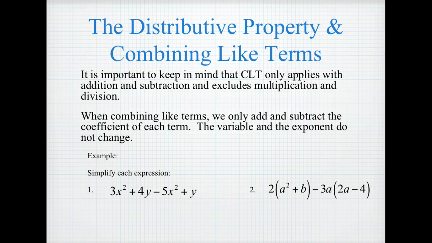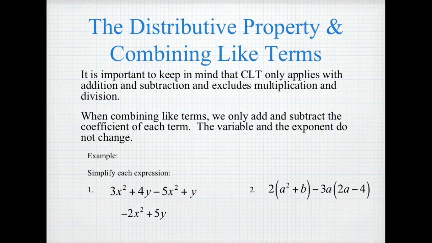When we combine the coefficients, 3 and negative 5 give us negative 2x to the second power, and 4 and 1 combine to 5y. Notice the variables and exponents didn't change. All we did is combine the coefficients of the like terms.